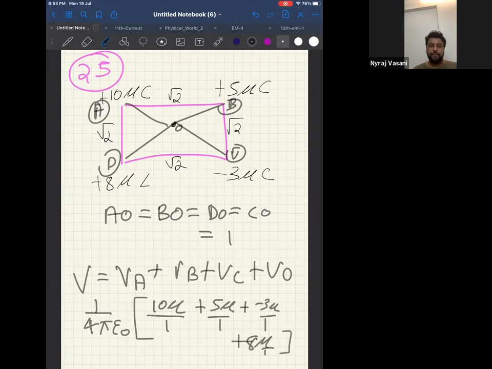Now, can you get the answer, all of you? Micro can come out. Then you just have to add the charges inside and tell me what is the answer you're getting.